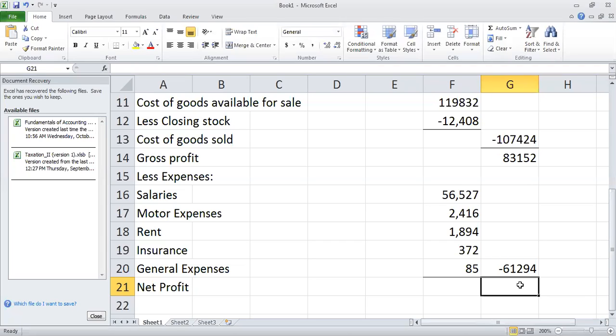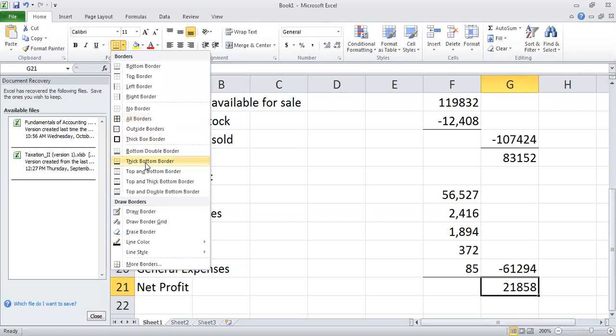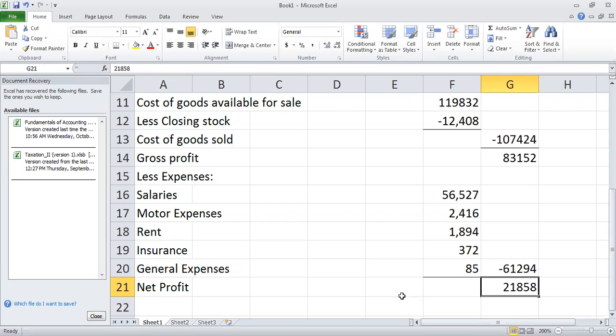Simple income statement. So 83,152 minus 61,294. So your net profit will be 21,858. I put in a double line. That, then, folks, is how you do it.